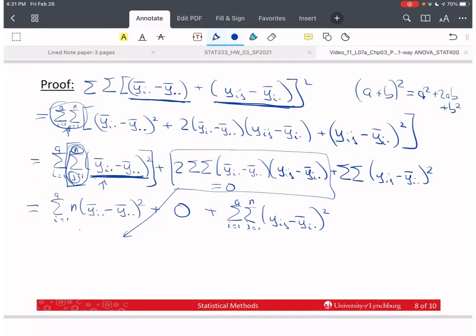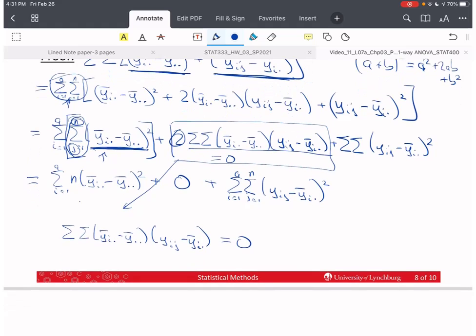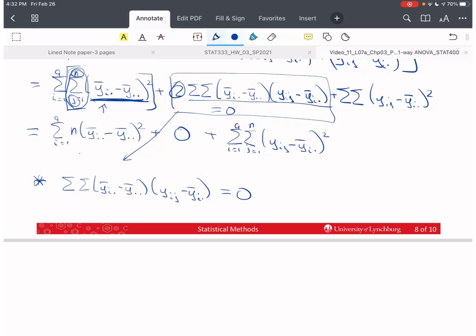So I need to show that this is true. If this whole thing is 0, then that means that the sum of (yi dot bar minus y dot bar) times (yij minus yi dot bar) is equal to 0, because 2 times 0 is 0, and 2 will never be 0. So 2 times 0 is 0. So this is what I need to prove. So let's do this. Okay?